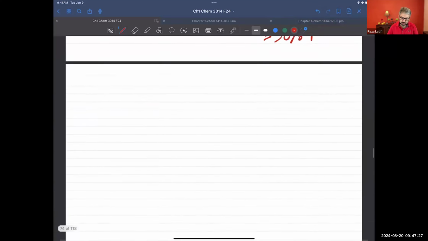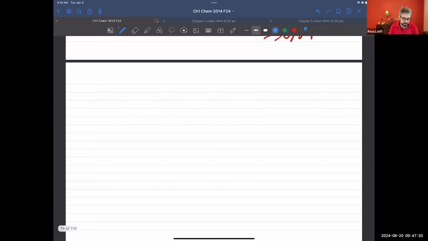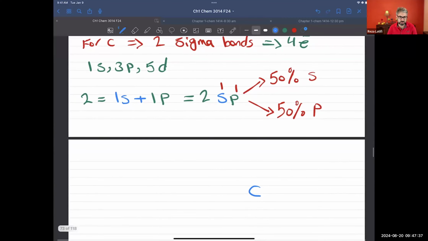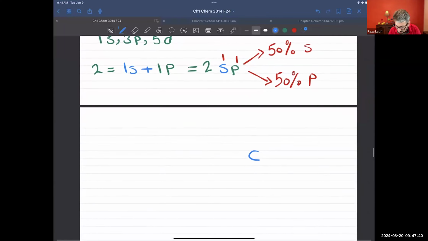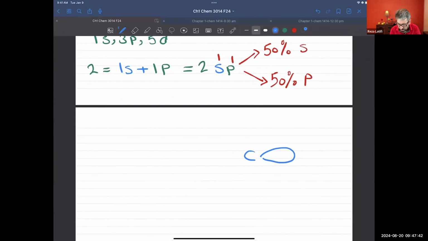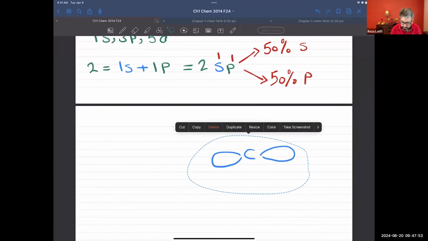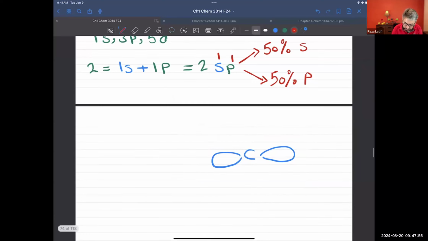Okay, let's show the hybridization for each carbon. So we have a carbon that has 2 hybrid orbitals. Each carbon has 2 hybrid orbitals. We're going to put 1 hybrid orbital here, and another hybrid orbital there. I can copy paste this, or write the second carbon here. This is the second carbon, so that's going to be another hybrid orbital.